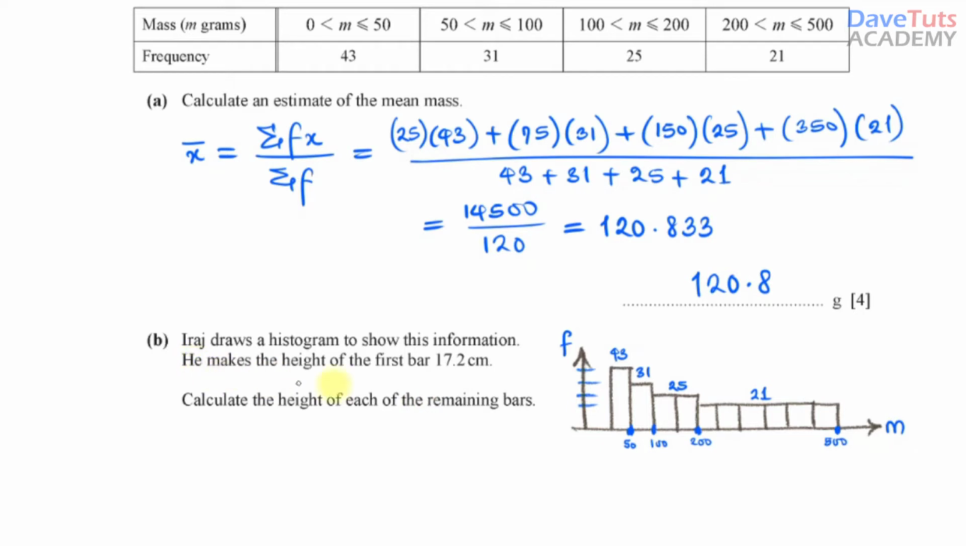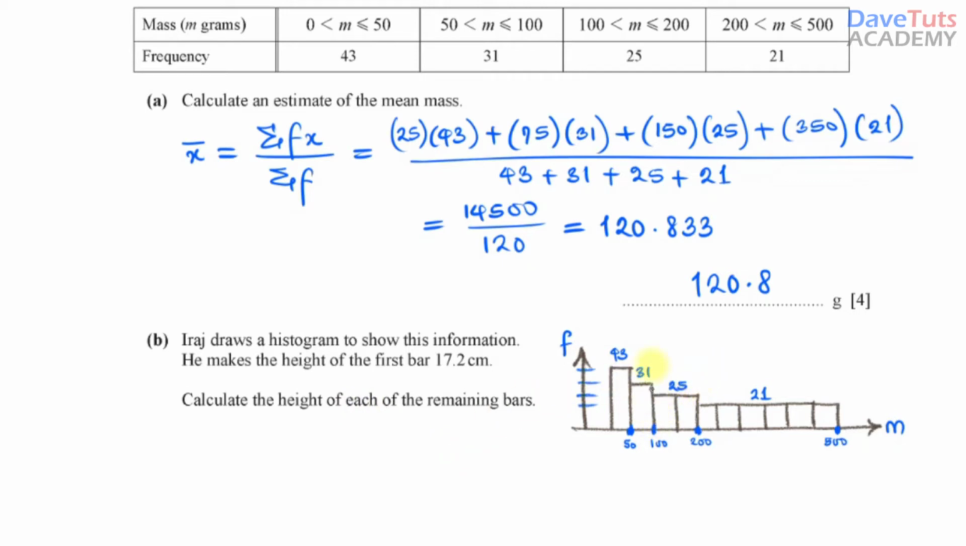So in the first case, we are told that it makes the height of the first bar 17.2 centimeters. So for that particular bar, the masses that we have range from 0 to 50 and the frequency is 43. So we have frequency on the vertical axis and the mass on the horizontal axis. So 43 is taking 17.2 centimeters. That inherently means that there is a particular scale that can relate 43 to 17.2 when we have a class width of 50. I just want to show you that so that we can use it to help us solve this question holistically.